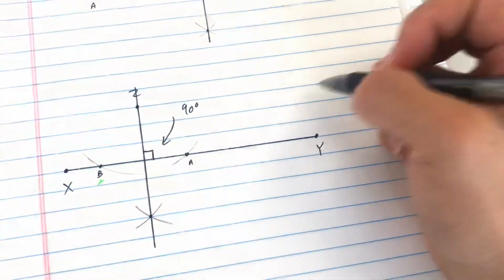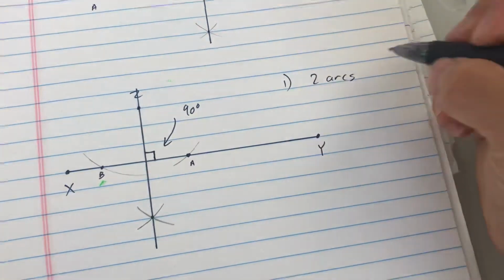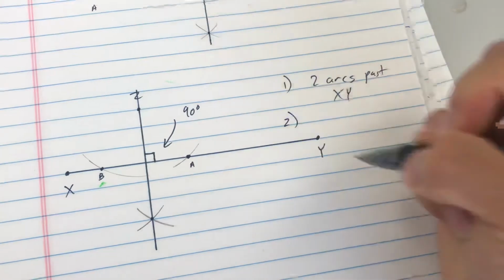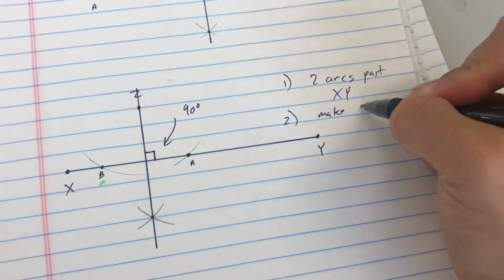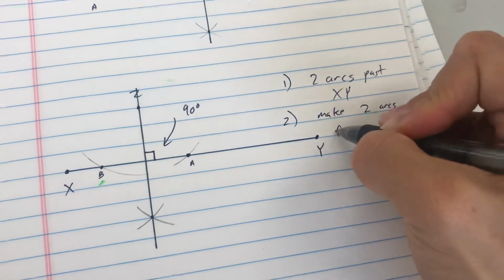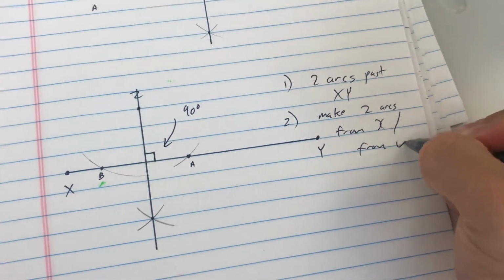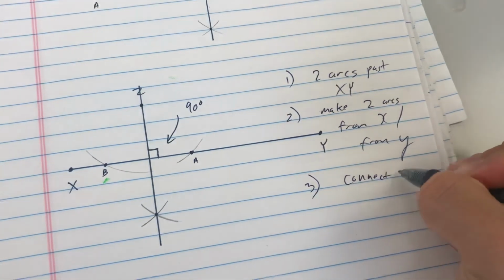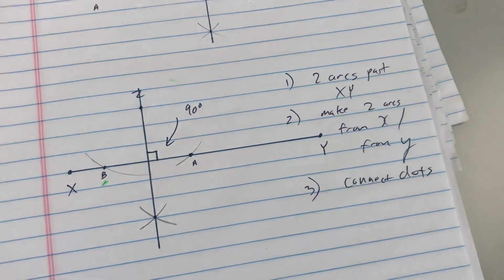Step one, draw two arcs past xy. Step two is to make two arcs from x and from y. And then step three is connect the dots. It's pretty easy, but you guys just need time and practice to get it right, okay?